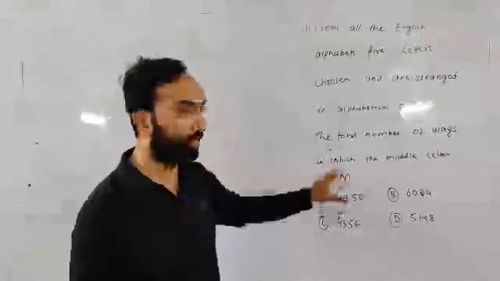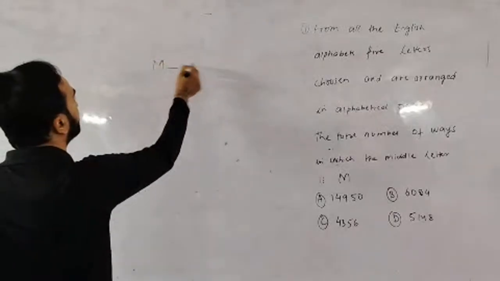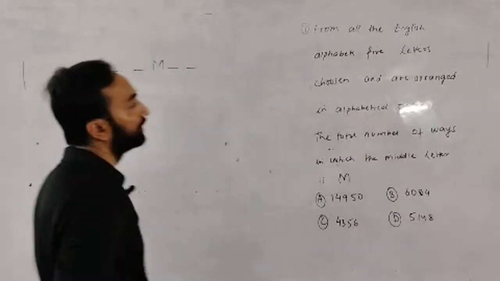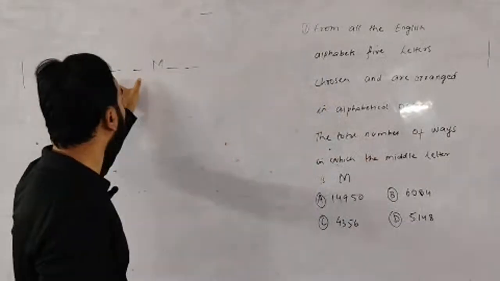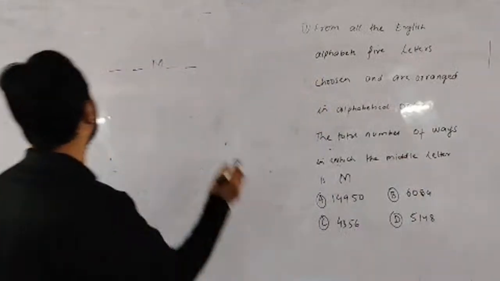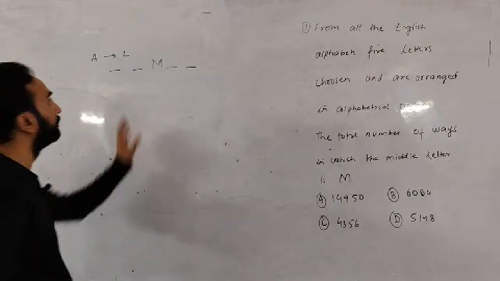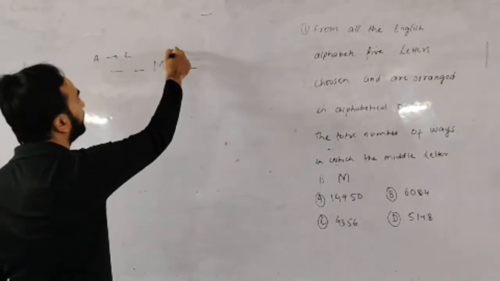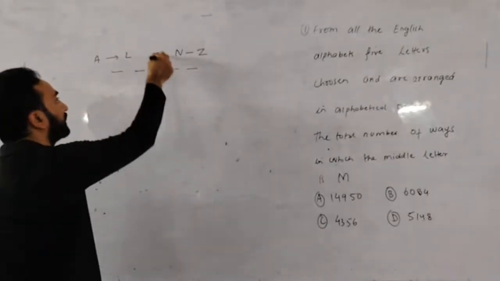So the middle letter M is to be fixed. So what I will do, I will fix the M first, and 5 letters are there, and since it is alphabetical order, 2 letters I am taking here, 2 letters I am taking here. Now what comes before M? That is A to L. A to L will come before M, and after it will come N to Z. This is fixed.